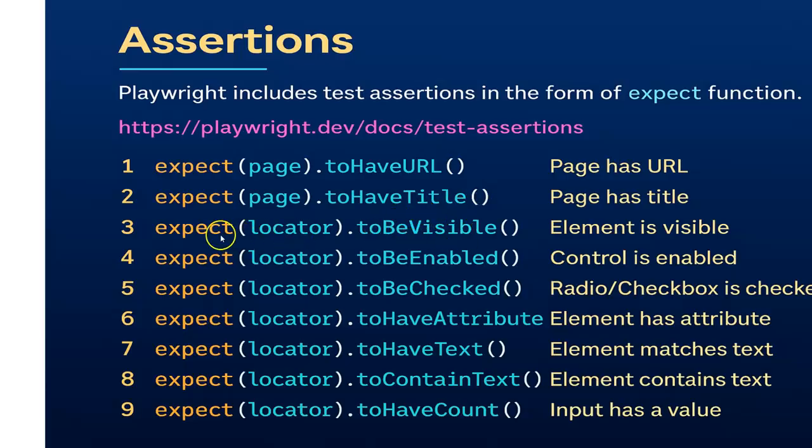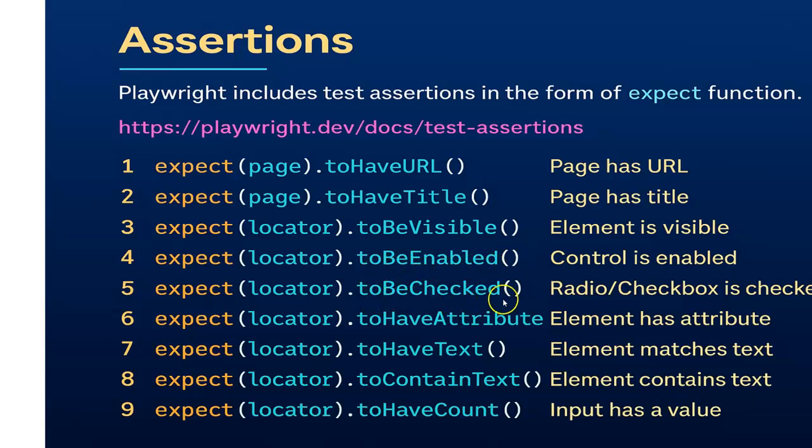For toBeVisible, we use the expect method for validation. Dot toBeVisible ensures that the element is visible or not on the web page, so we will use the toBeVisible method. The next one, fourth, is toBeEnabled. With it we can check an input box to see whether it is enabled or not. For that we will use the toBeEnabled method.